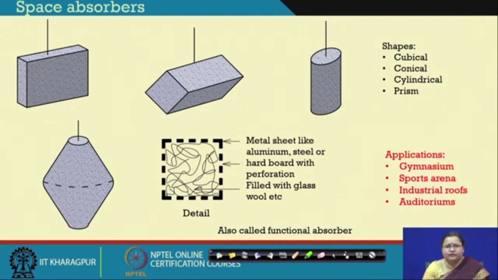Some industrial roofs, that is, in industrial floors, a lot of sound may be generated, and practically you do not have walls around it. The walls may be simple metal sheets, so there is no structural wall in that case. In that case, the ceilings can have such kind of absorber. In auditoriums also, we can add such absorbers to increase the area of absorption.